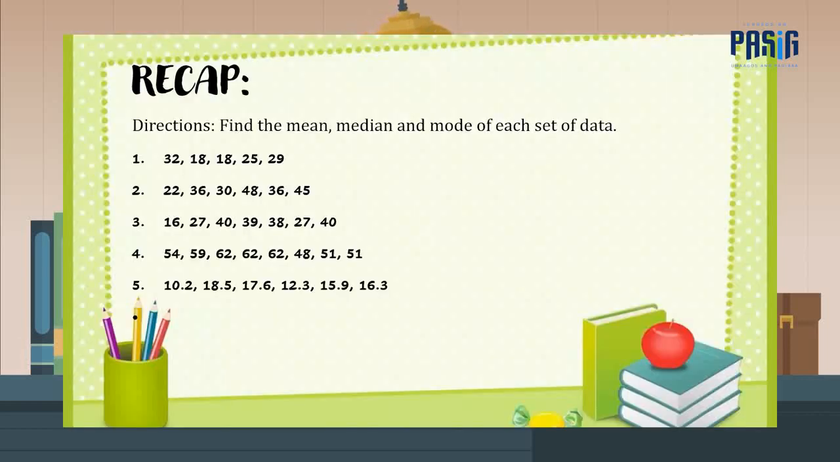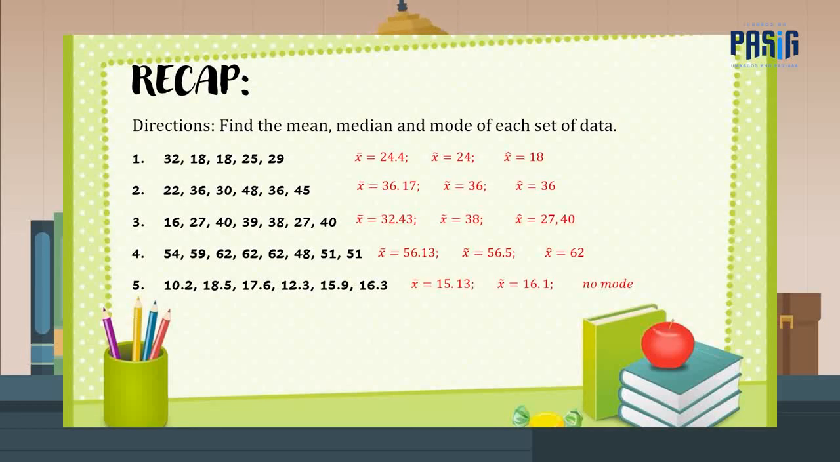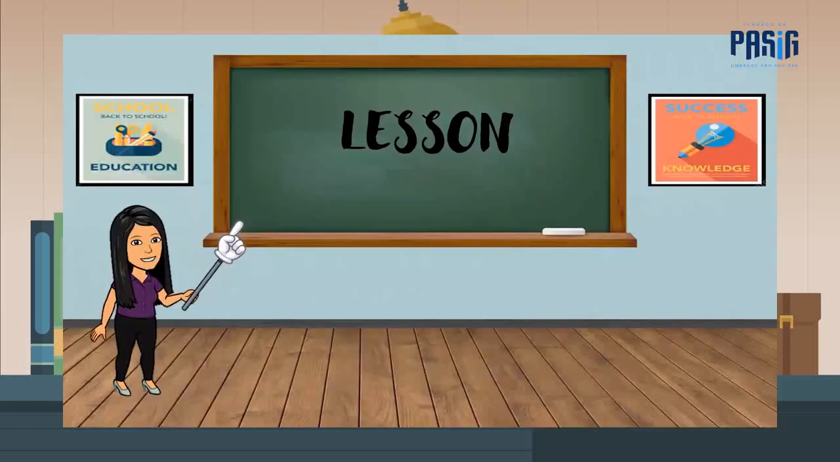Now let us have a recap on our previous lesson. Direction. Find the mean, median, and mode of each set of data. And here are the answers. In the previous module, we learned how to find the mean, median, and mode of ungrouped data. Can you still find the mean, median, and mode if the data is large or if the data is presented in a frequency distribution table?